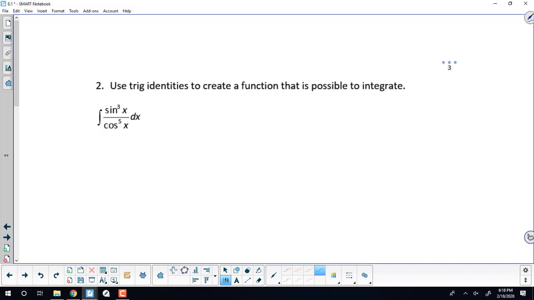So any ideas on this? What we have is sine cubed over cosine to the 5th. Try to think of trig functions that we know how to integrate, and that might help guide your decision.